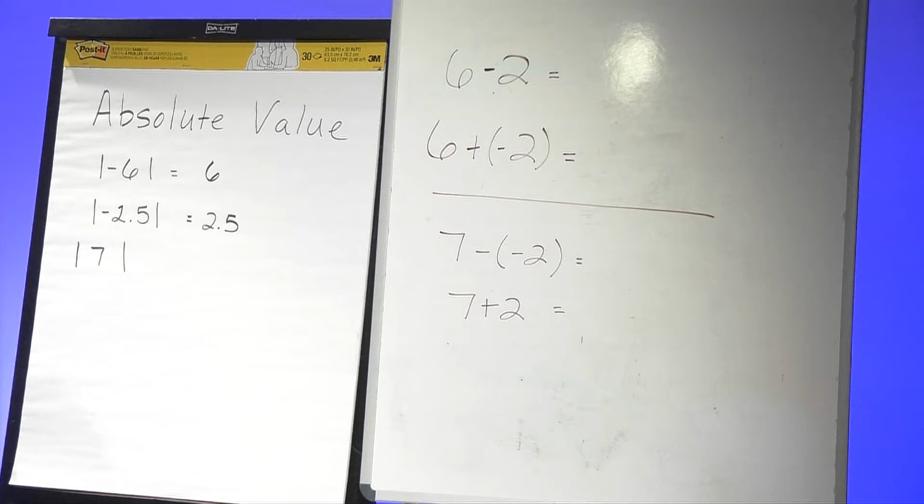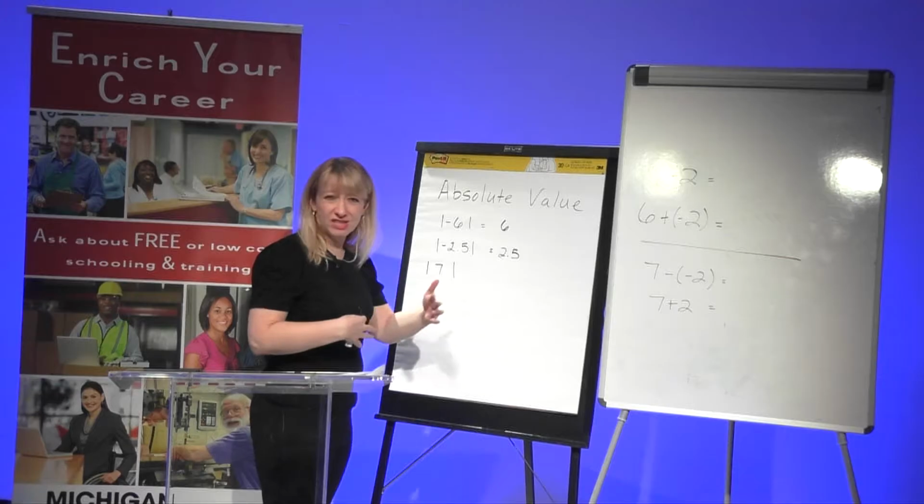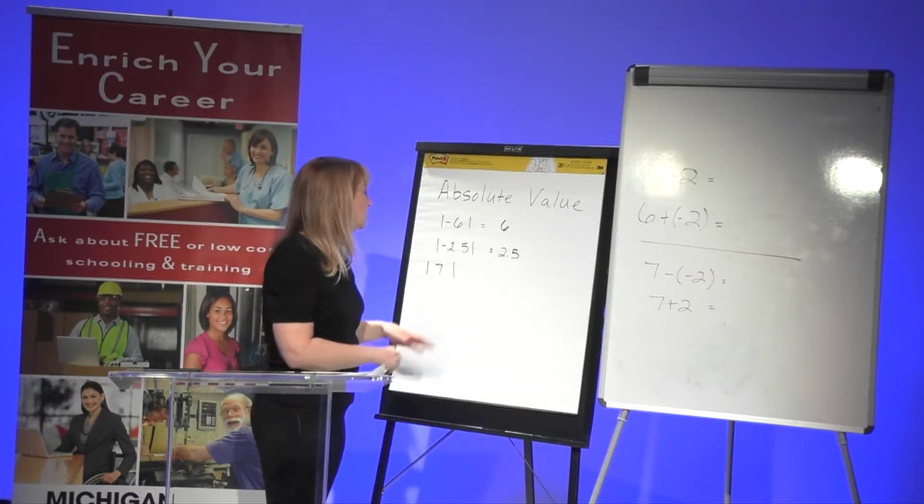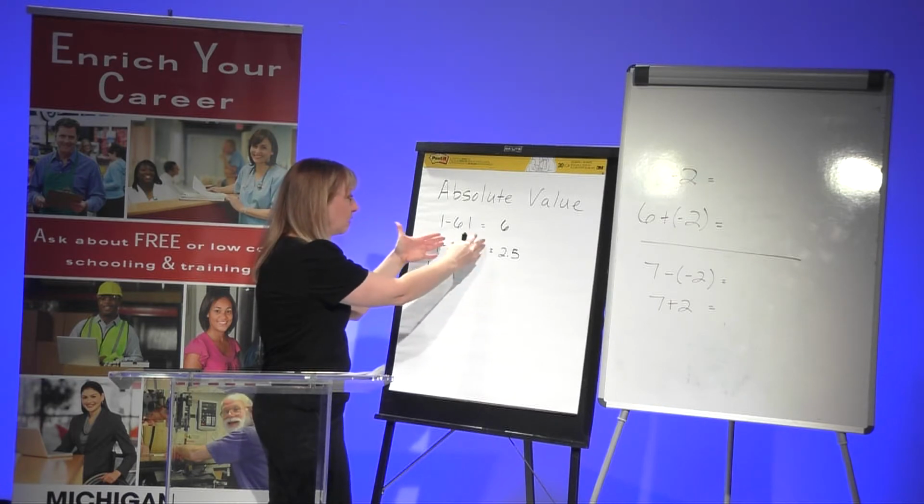If you have $0 and you owe someone $2.50, that's a negative, you owe them. But are you actually giving them -2.5? No, you're giving them $2.50. So whatever's in these bars becomes positive.